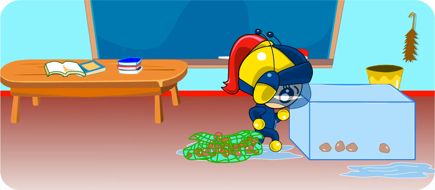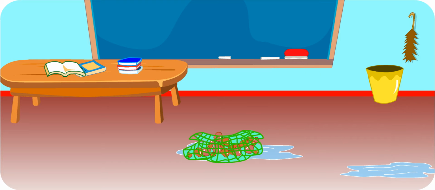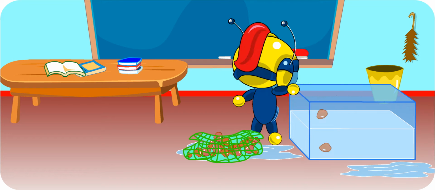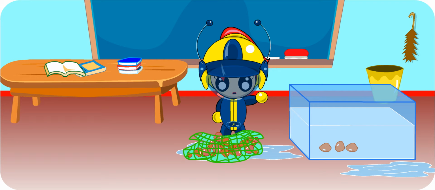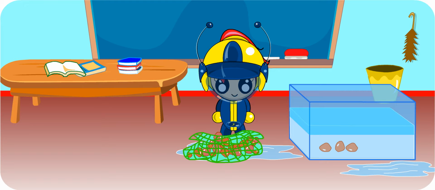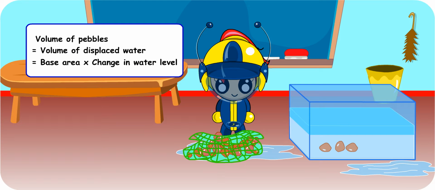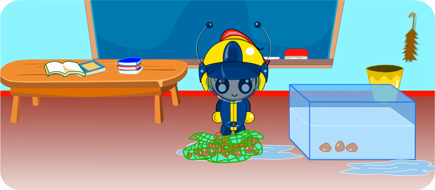Now, put some pebbles into the tank that is half filled with water. What do you see? As I put in the pebbles, the water level rises. There is a change in the height of the water level. Yes, Turbo Girl. Thus, we can calculate the volume of the pebbles by multiplying the base area of the tank by the change in water level. Oh yes, I can remember that now.